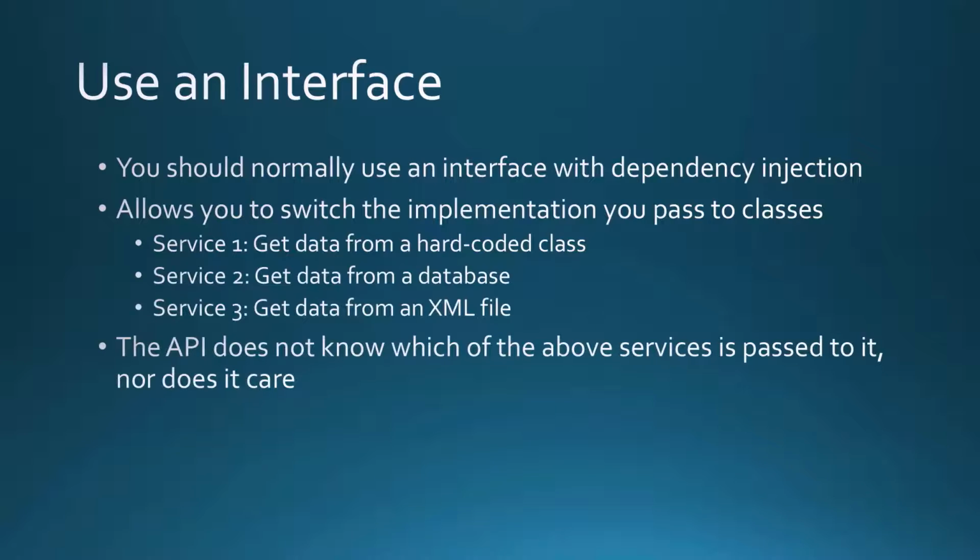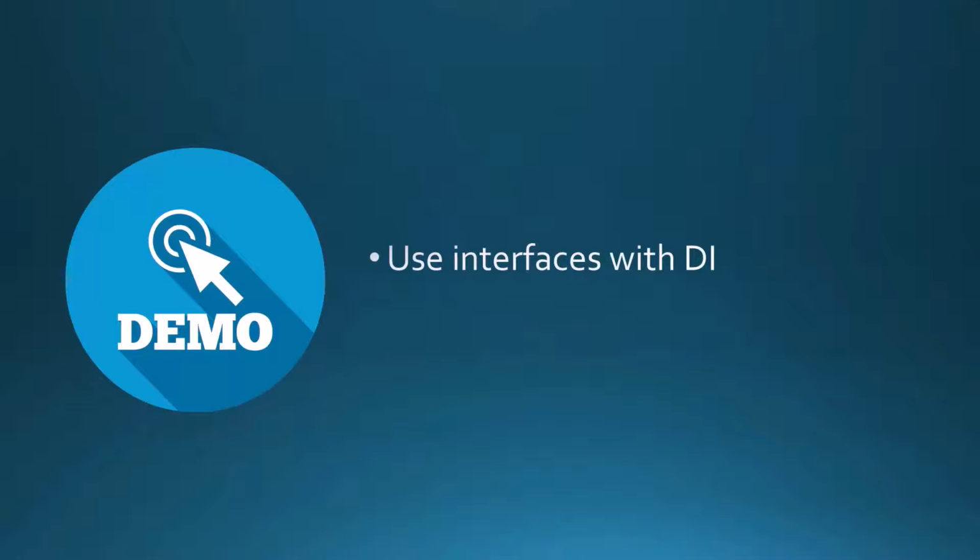So the best thing is the API itself, right, that function in which we're using this class does not know which of the above services is passed to it. It doesn't really care because you're going to have an interface that defines something like get data. And we know that each one of these services, 1, 2, and 3, are all going to implement get data. They're all just going to get the data from a different location. So let's take a look at using interfaces with dependency injection.